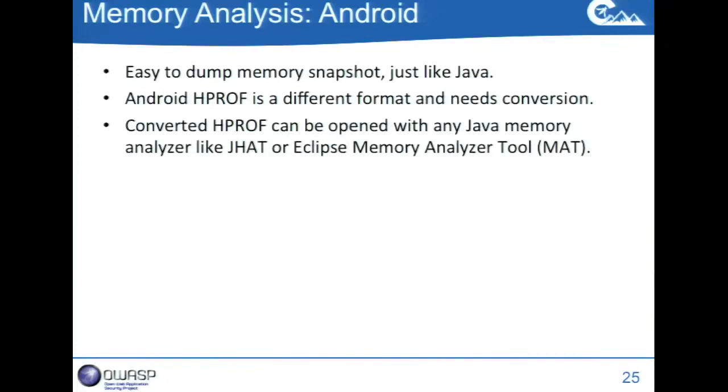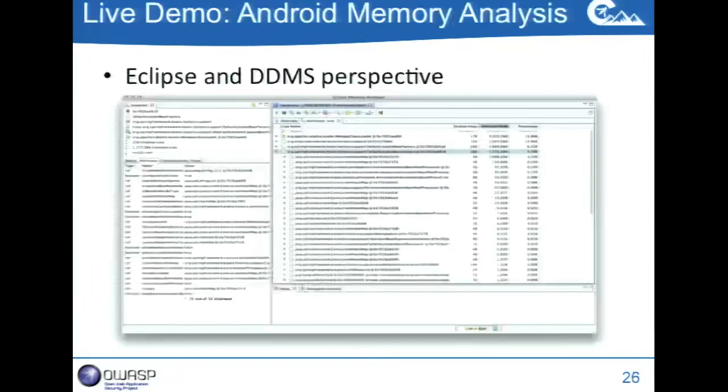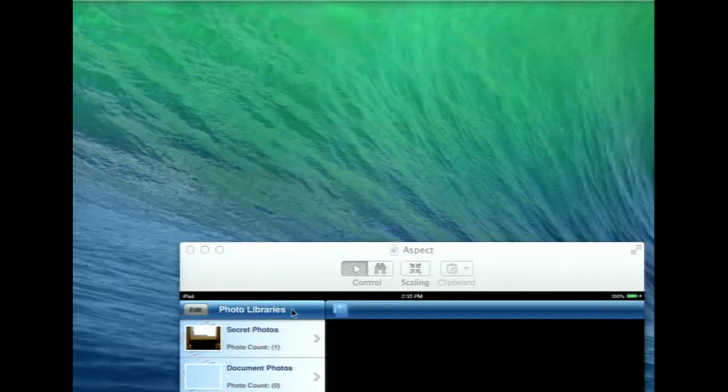Sure. So Android, if you want to dump the memory for an application, it's fairly easy to do. Inside of Eclipse, if you're using DDMS, there's an option to export an HPROF file. Now, I'm going to show some of this.